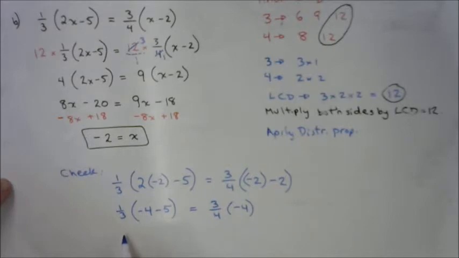Follow through on the left side. Inside the bracket, we have negative 4 minus 5, which is negative 9. On the right side, we're a step ahead. We've got 3 being divided by positive 4 and then multiplied by negative 4.